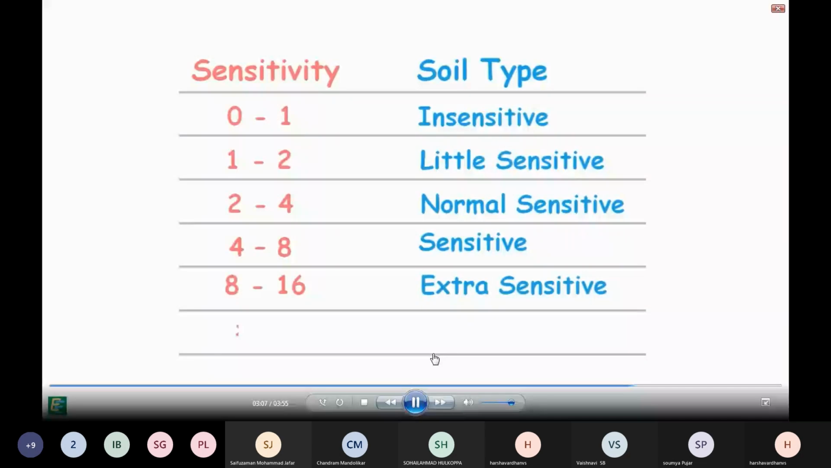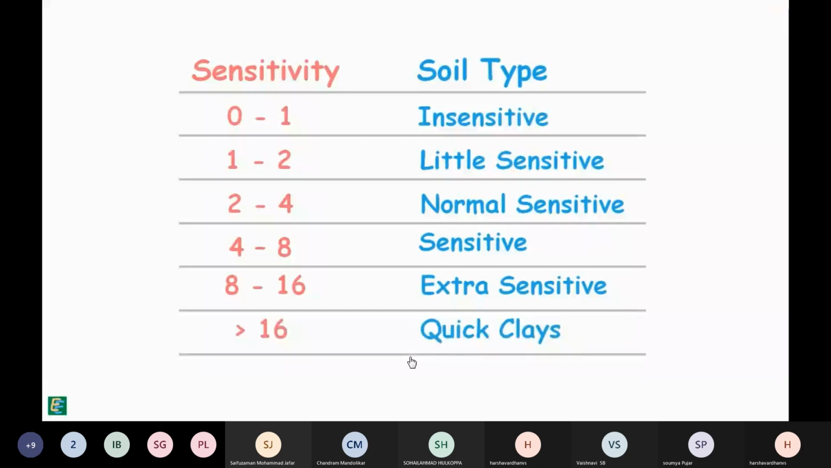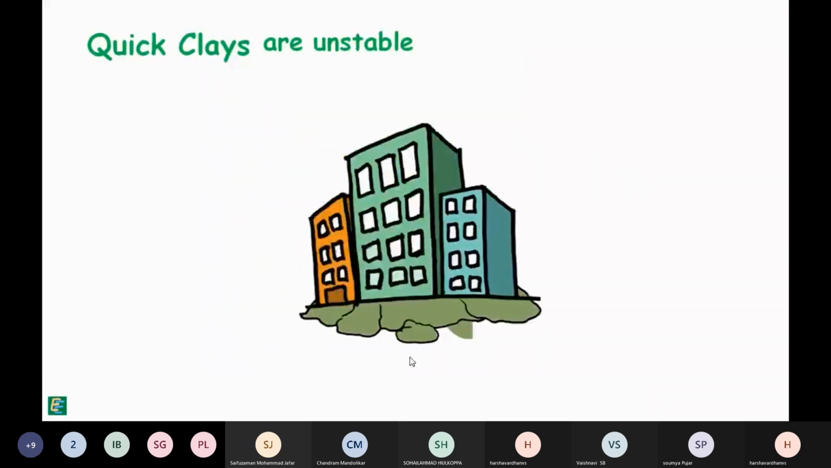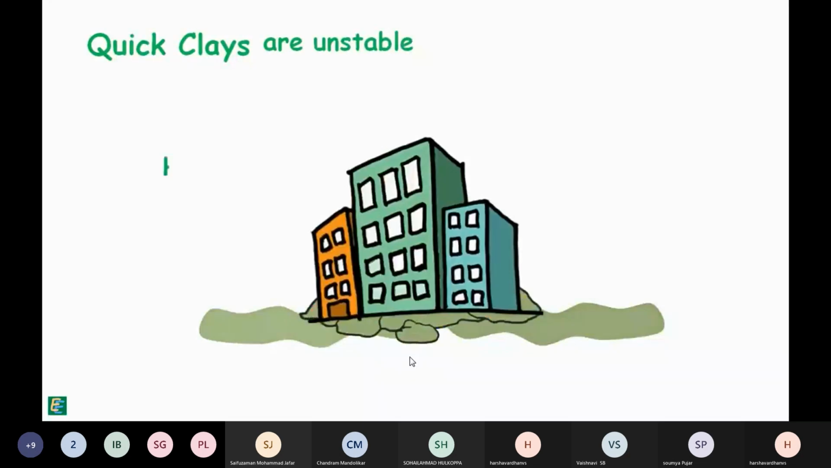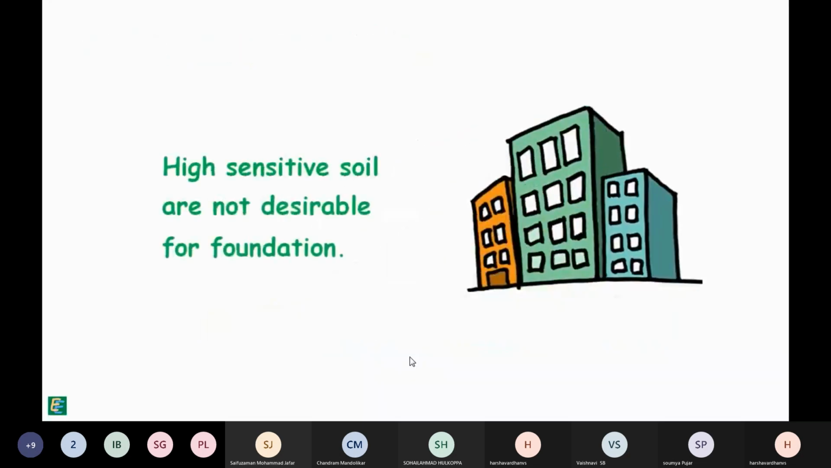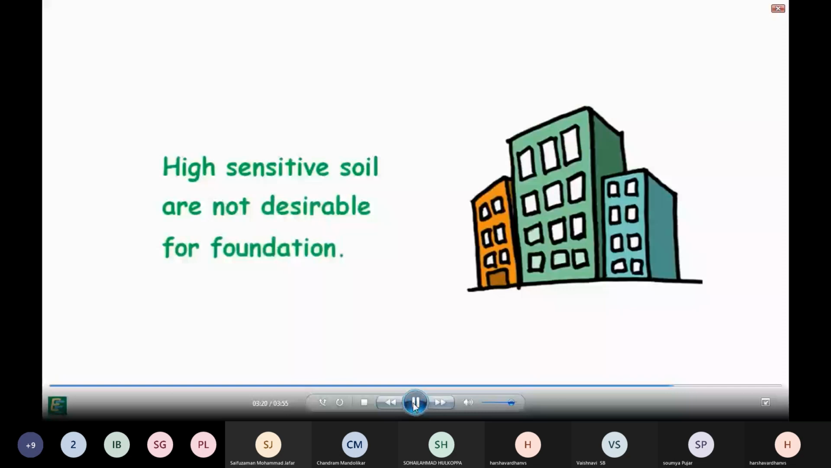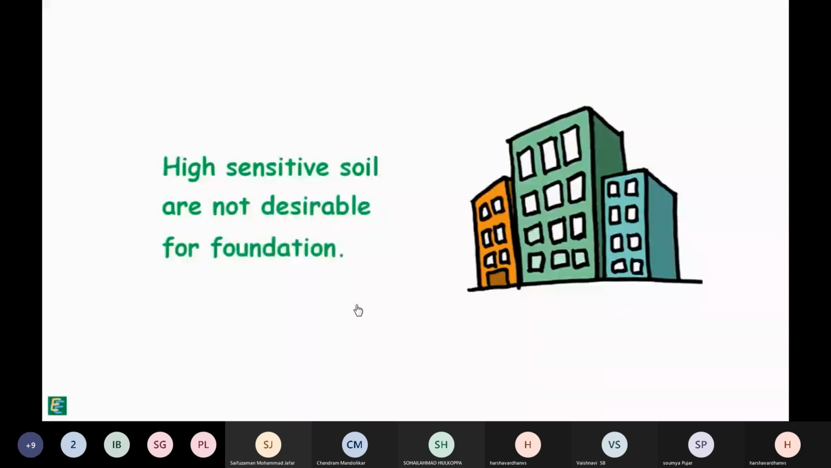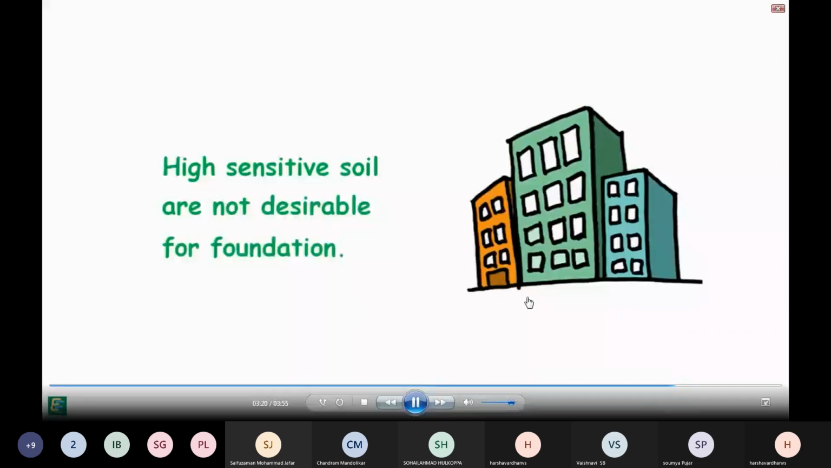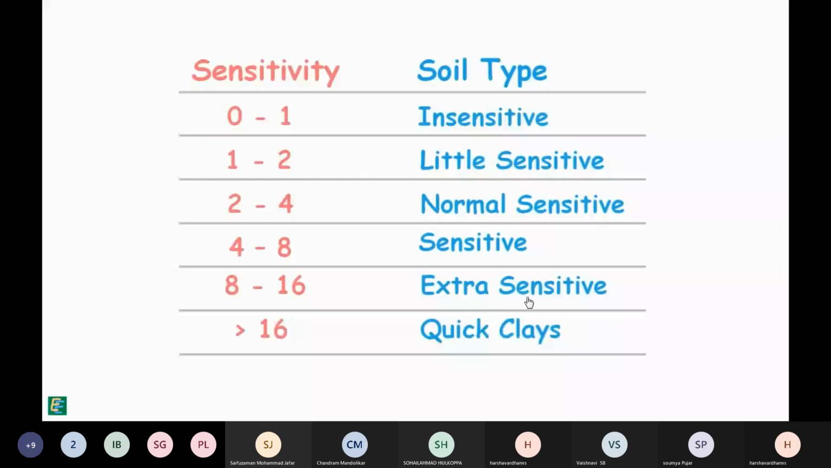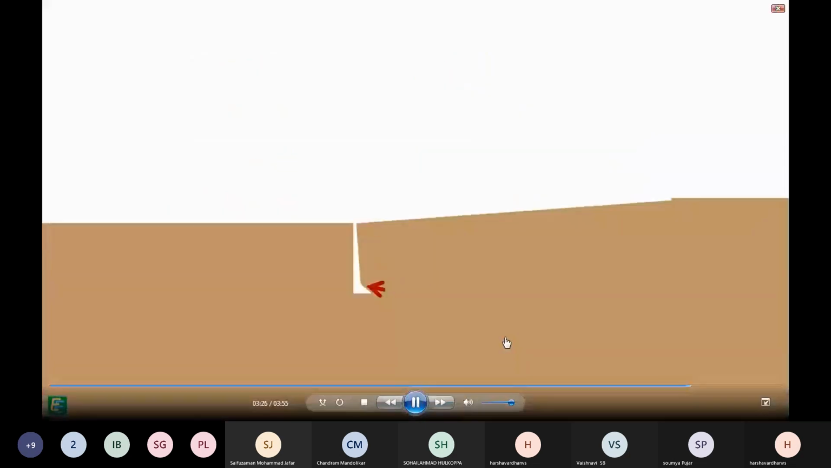For sensitive soils, the loss of strength is up to 60 to 70%. If the sensitivity is more than 16, then it is called quick clays. These quick clays are very unstable, and if any extra pressure or load is applied, the soil is going to fail. High sensitive soil or quick clays are not desirable for foundations. Hence, these extra sensitive or quick clays are not desirable for foundations.